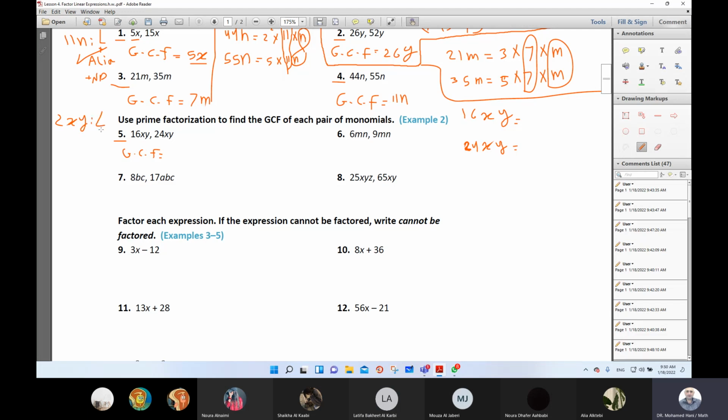Okay, thank you, Latifa. Who has else? The answer is 8x4. What is your name? Sheikha. Thank you, Sheikha. Who has else? Mr. Moza, my answer is like Sheikha's answer. Thank you, Moza. Who has different answer?